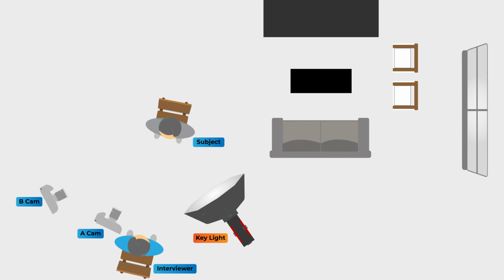Our key light is our main source of lighting, and it's going to go to the opposite side of the interviewer, so that way our cameras are actually capturing the shadow side, not the light side. You're going to get more depth when you're on the shadow side.